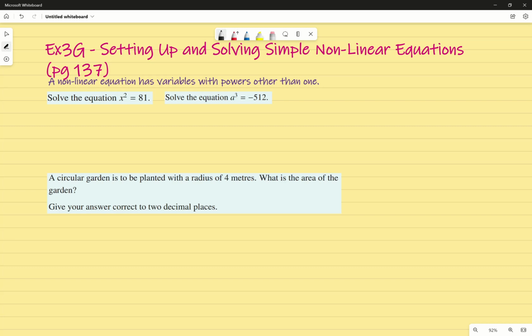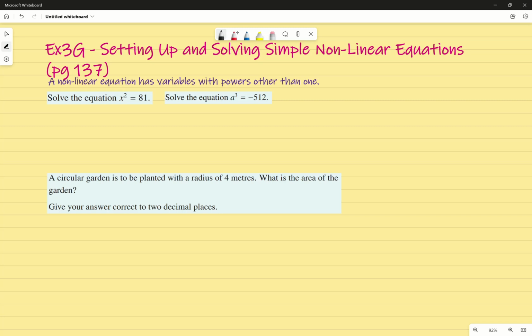This is the introduction to exercise 3G on setting up and solving simple nonlinear equations, page 137. As per the exercise, the textbook, and also the question sheet, this exercise is optional, but it really is just a slight variation of what you already know anyway. Except with nonlinear equations, we're just doing plus or minus both sides, or times both sides, whatever.